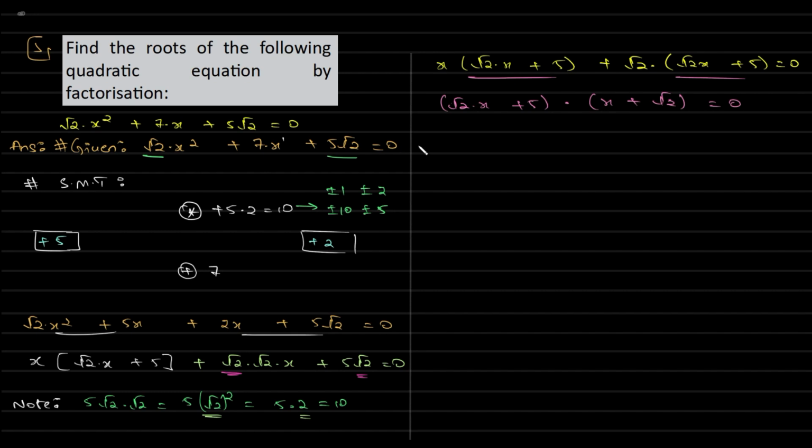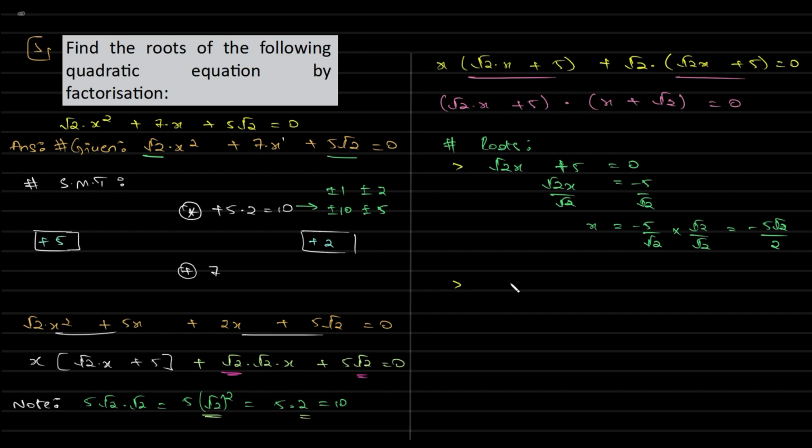Now, once we have split, the next thing to do is find the roots. To do that, I just have to equate both the expressions to 0. We have root 2 x is equal to minus 5. Divide by root 2 on both sides. So we have x is equal to minus 5 by root 2. They generally want you to rationalize this, so minus 5 root 2 divided by 2. So that's your alpha.